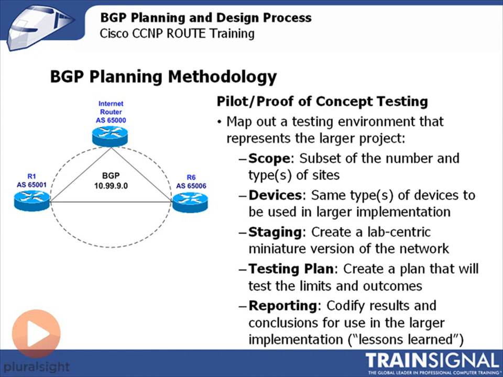Understand that in a pilot or proof of concept, you need to know what your testing environment is going to be. It should be, from a scope standpoint, a subset of the number and types of sites that you'll have involved. For instance, if you have some sites that have 50 people, some that have 20 people and some that have 5 people, those are 3 different site types you can use. You don't have to replicate everything, just representative sites. Have the devices you're going to use. The staging should essentially be a lab miniature version of the larger network. You should know what your testing plan is, what the outcomes will be, how it will be reported, and how your lessons learned will be implemented in the larger project.